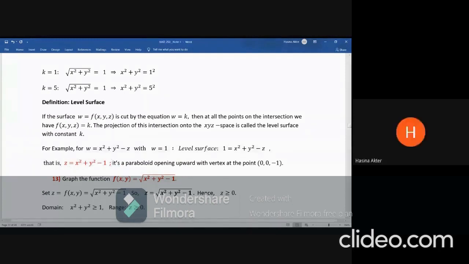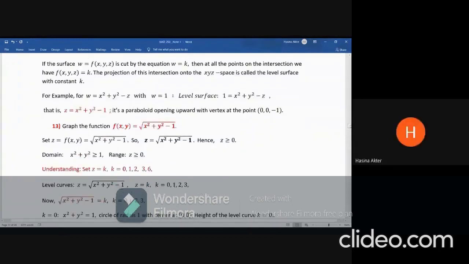Okay, so this is understanding of level curve and level surface. Please practice a few exercises so that the concept is clear. Otherwise, we will meet at the discussion session.